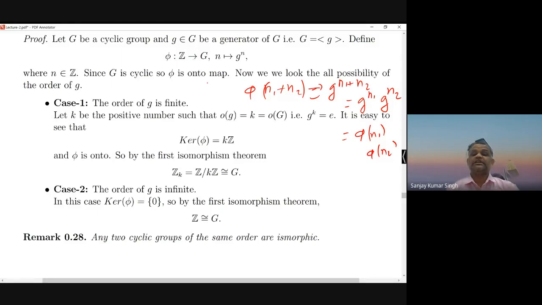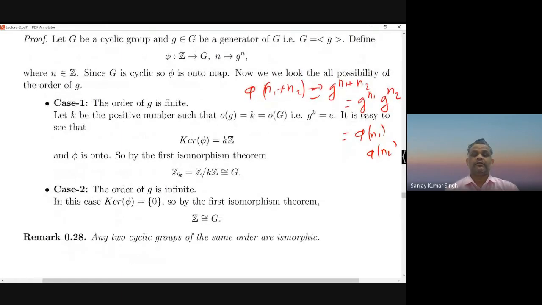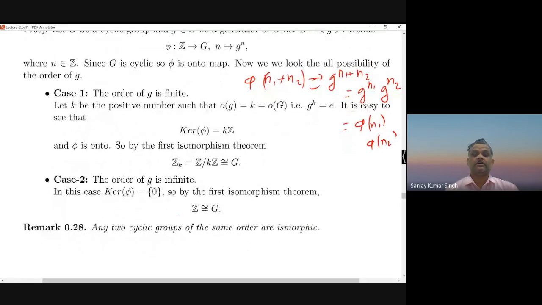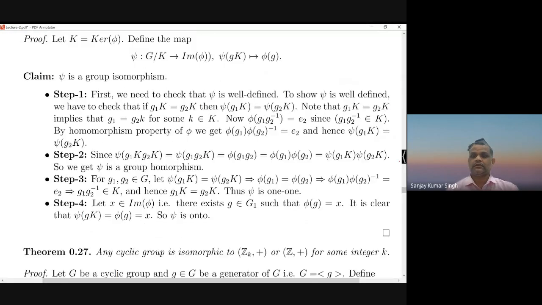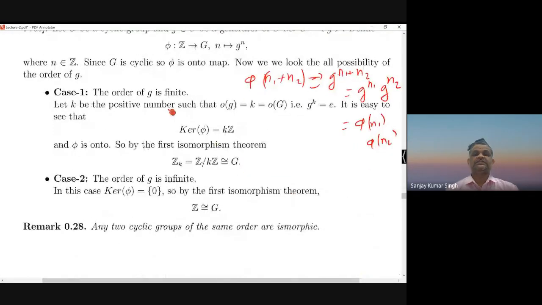Now I will study two cases, and in these two cases I will deduce my theorem. The first case is to assume that the order of G is finite. If the order of G is finite, it means I get a number k such that g power k is equal to identity.